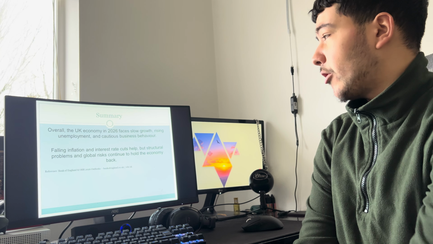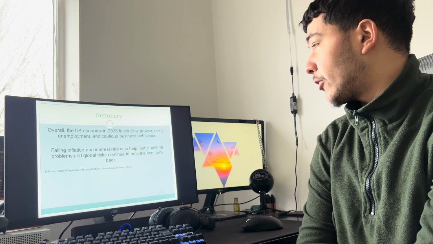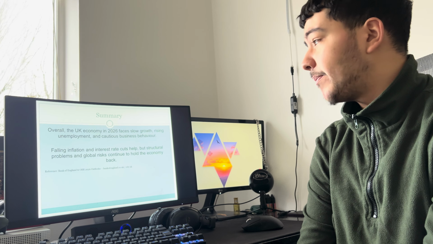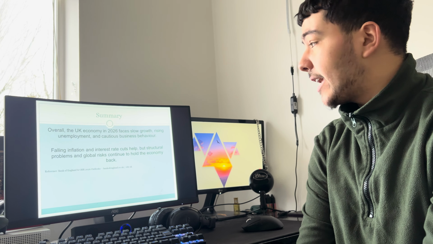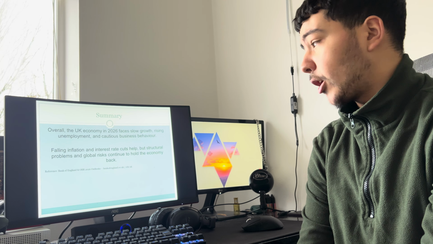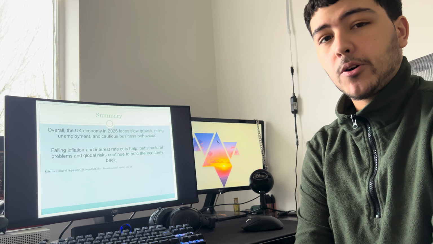Overall, the UK economy in 2026 faces slower growth, rising unemployment, and cautious business behaviour. Falling inflation and interest rate cuts help, but structural problems and global risks continue to hold the economy back.